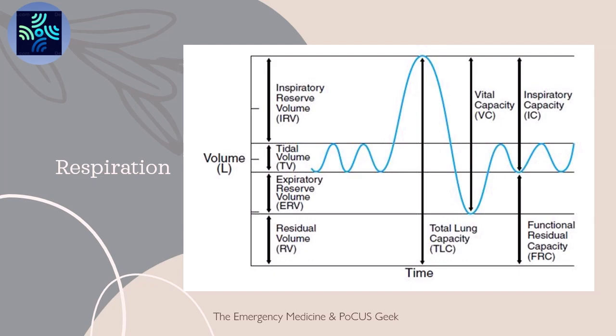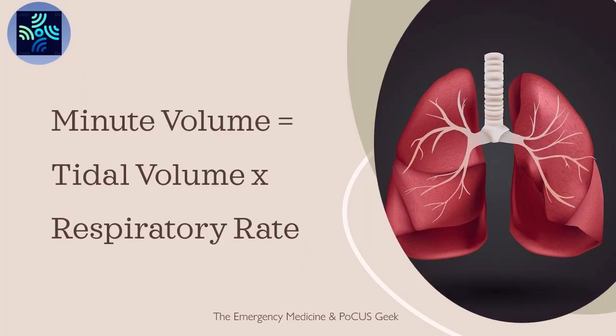Residual volume is the volume of air remaining in the lungs after a maximal expiration. Functional residual capacity is the volume of air remaining in the lungs after passive exhalation. Total lung capacity is the volume of air in the lungs upon the maximum effort of inspiration. To calculate the minute volume, you need to multiply the tidal volume by the respiratory rate.